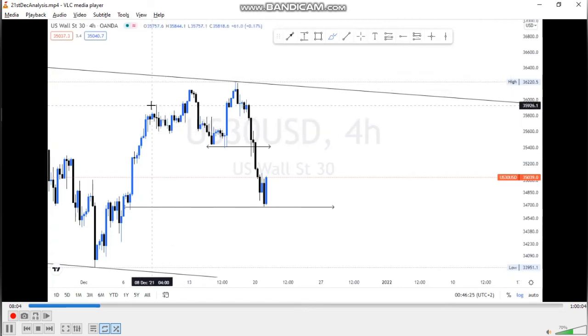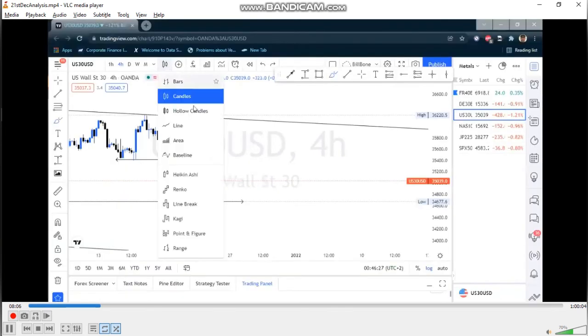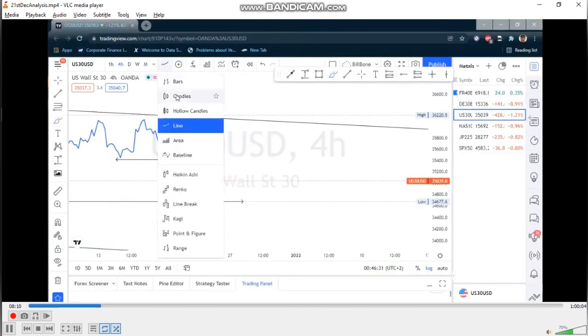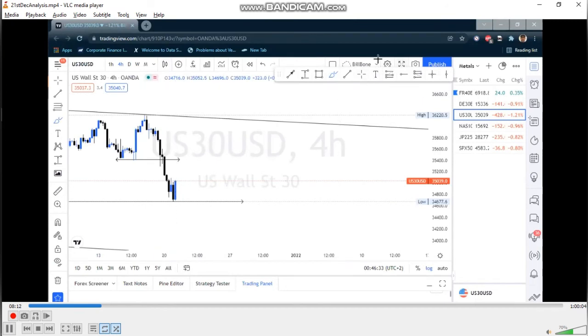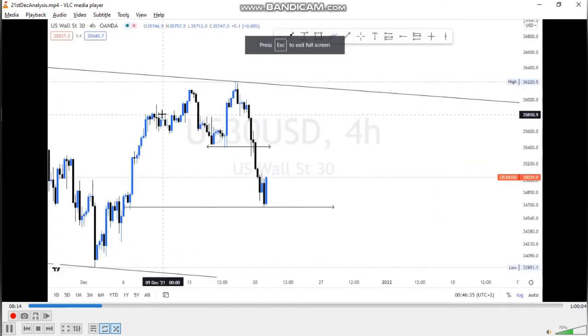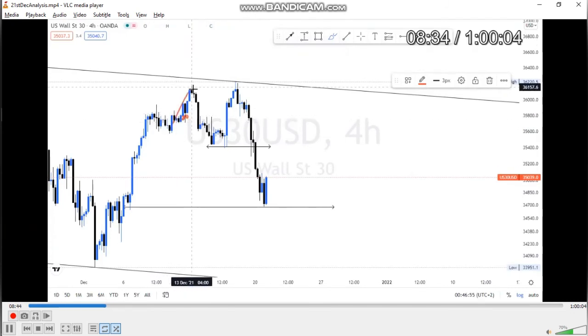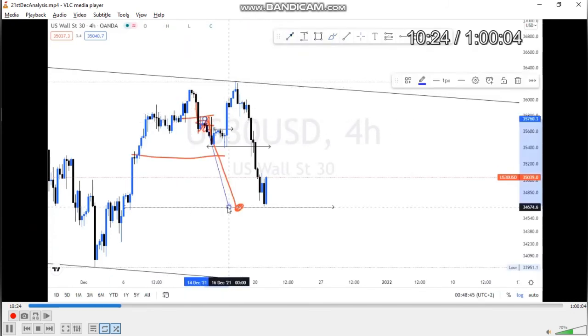Then let me just do a line chart. I feel like on a line chart you see things more. Nah, it's not clear. But yeah, it is kind of the same thing because we have a push to the downside, a push to the upside, a push to the downside. Then we broke above that structure, and we came back for the retest.